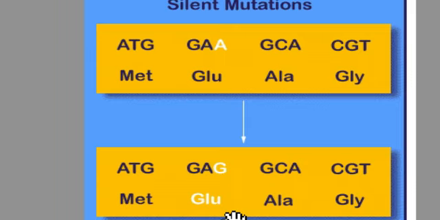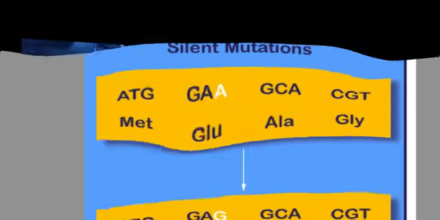However, new research has suggested that these silent mutations may have some kind of an effect on RNA splicing or the control of transcription, so the term silent mutation may in fact be a misnomer.